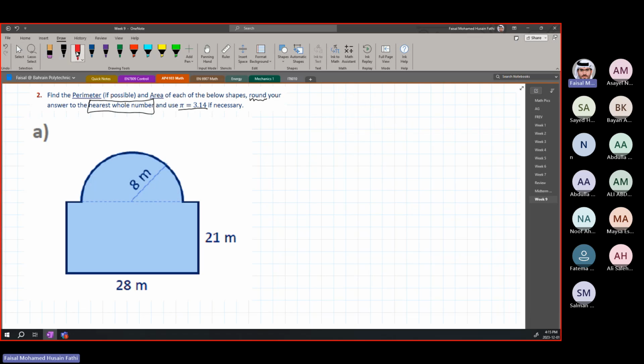So let's start solving the question. First step is perimeter.